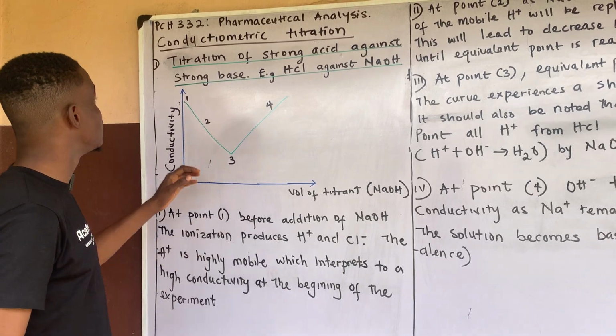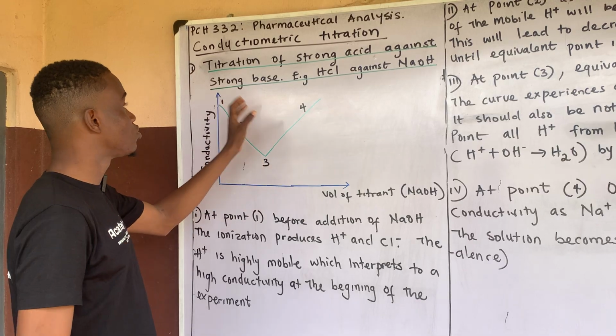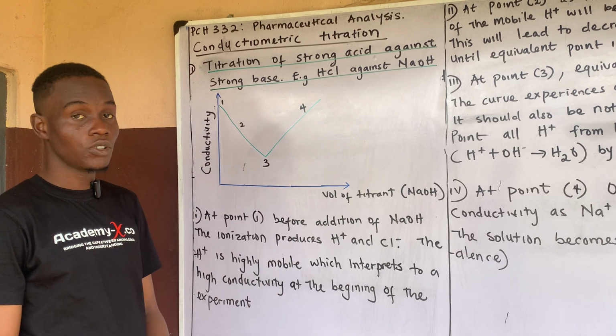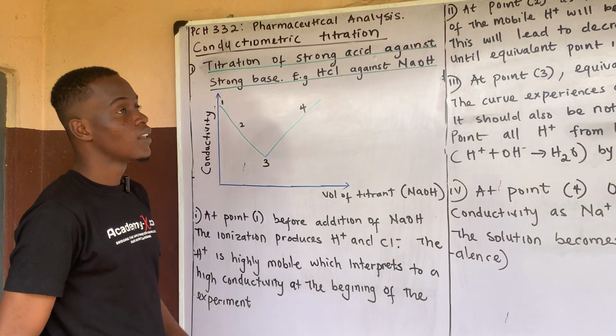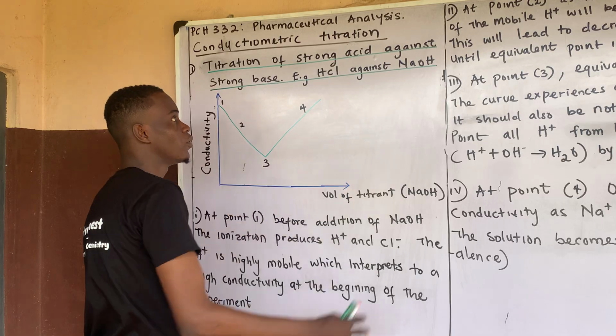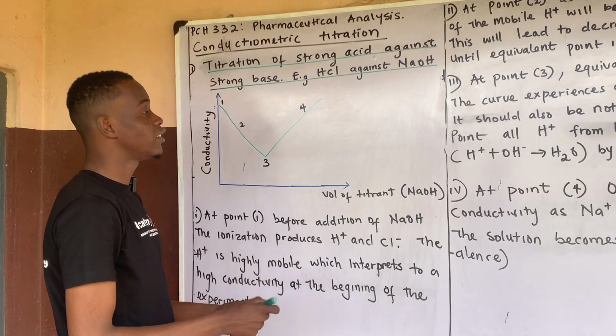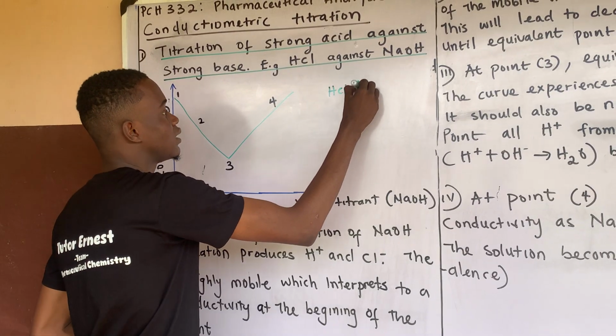So we'll be looking at the graphical representation of a strong acid against a strong base titration in conductometric titration. A strong acid against a strong base. Now looking at HCl, which is a strong acid, and NaOH, which is a strong base. In this titration, the HCl is acting as the analyte.